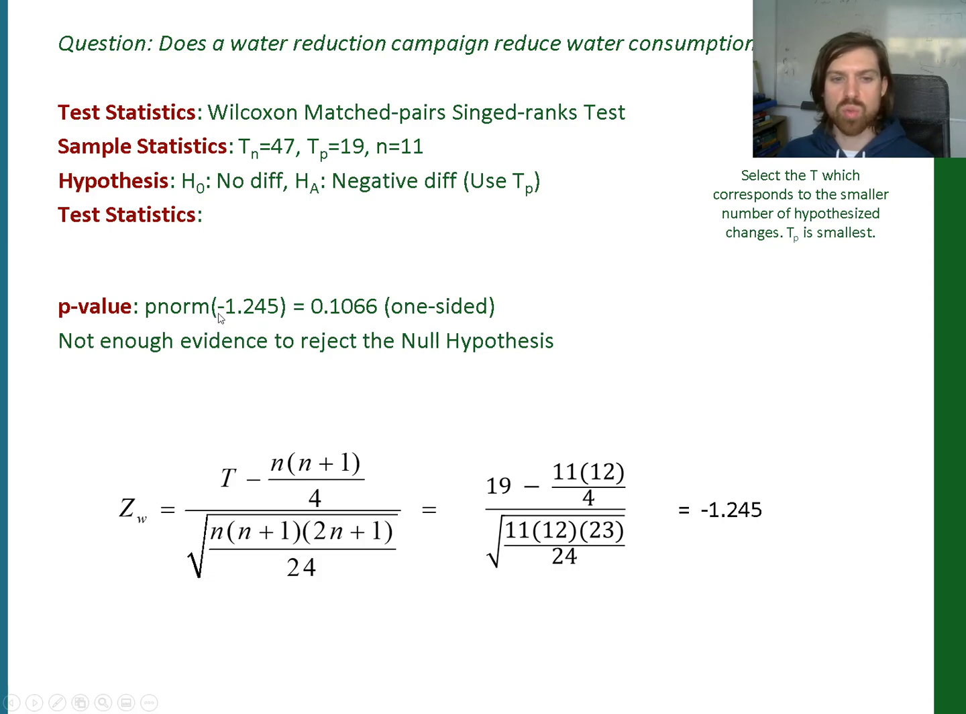So essentially when we get the critical value for this, we get a p-value of 0.1066, which is one-sided, which basically means that we don't have enough evidence to reject the null hypothesis. Really, we'd be looking at the 95% significance level for us to have a p-value that's below 0.05. We don't have that here, so we don't have enough evidence to reject the null hypothesis. So this suggests that the water reduction campaign didn't have a significant impact on reducing water consumption at the 95% confidence level.